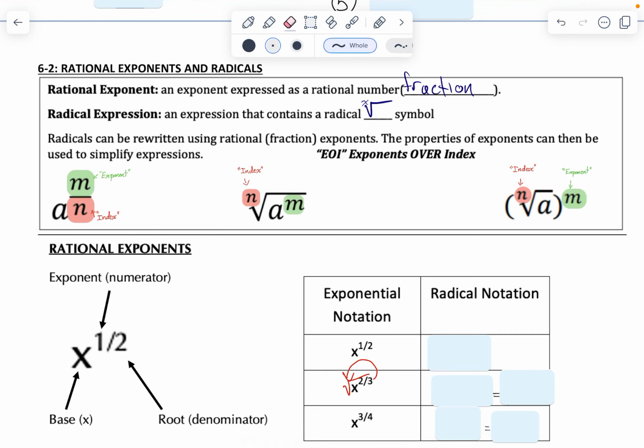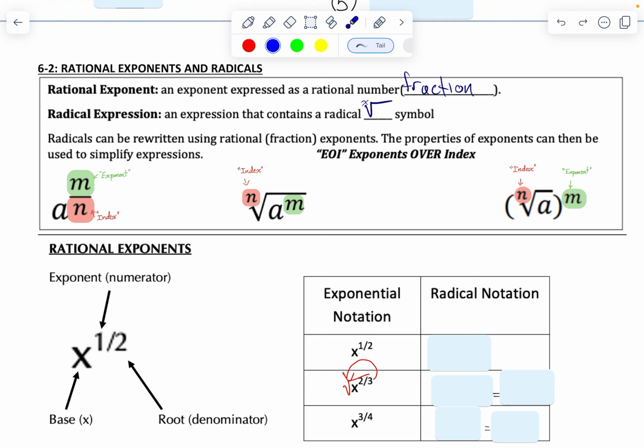All right, so welcome back to our exponent lesson here. We're taking a look at rational exponents and radicals. So a rational exponent is an exponent expressed as a rational number, so think fraction there.